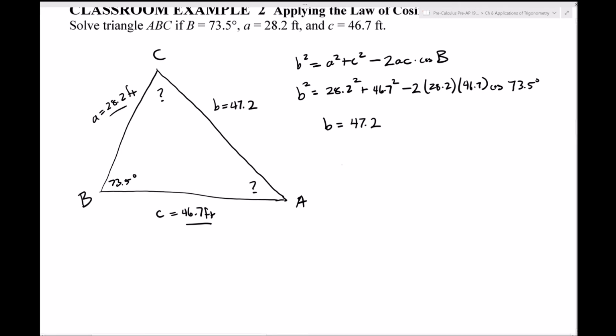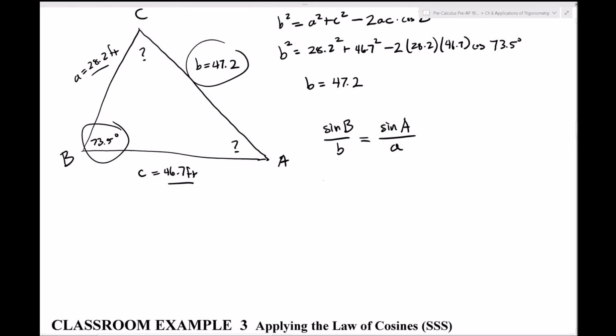So law of sines, then, we have sine b over b. And I want to use that because those are the two that we have. And then we're going to use one where one of them is missing. Let's say a over a. So I know sine of b over b. Sine of... oh, no. Angle 73.5 over 47.2. Supposed to equal to, I don't know the angle, sine of a, over the side length, 28.2.